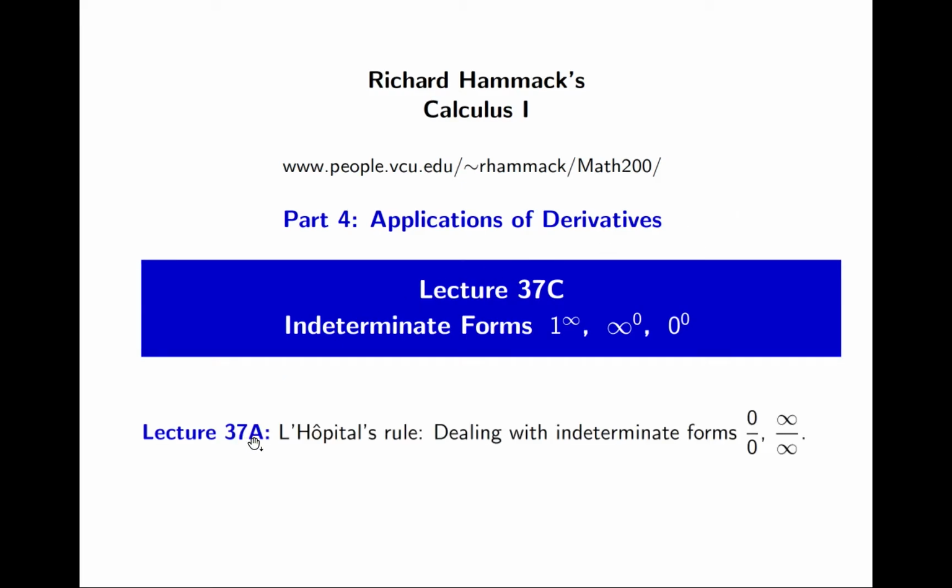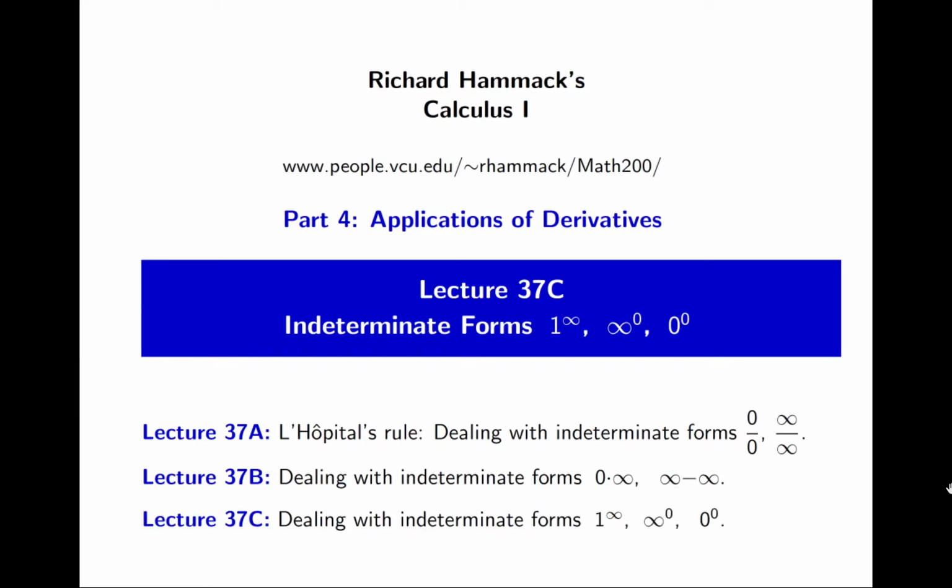You'll remember that in lecture 37A we introduced L'Hopital's rule, which is a means of dealing with limits of indeterminate forms 0 over 0 or infinity over infinity. In lecture 37B, we learned how to apply L'Hopital's rule to two new indeterminate forms, limits of form 0 times infinity, or infinity minus infinity. Today in lecture 37C, we will introduce three new indeterminate forms, 1 to the power of infinity, infinity to the power of 0, and 0 to the power of 0. And we'll see how to use L'Hopital's rule to evaluate limits that have these forms.